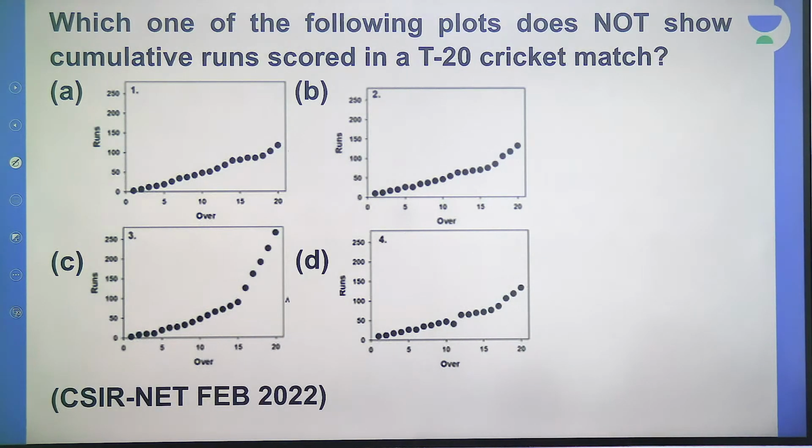Okay, so try this, all of you. It's a very good data interpretation question that came in 2022. Those who are interested in cricket, this question will be even more interesting.